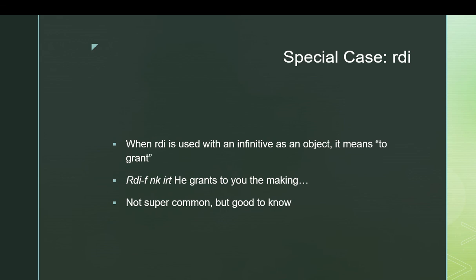This one, so this is a rule about word order that I didn't really talk about, but that a prepositional dative will precede the direct object. So the direct object is still iret. He grants to you the making, and then it would be followed by something. Just good to know because redi is a pretty common verb, and this is something that will show up, so important to remember.